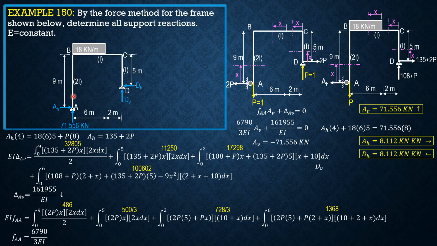And summation moment about A, let's have the moment equation: DV times 8 plus DH, which is 8.112 times 4, then equals 18 times 6 times 3. So D vertical is 36.444 kilonewtons upward. So if we check 71.556 plus 36.444 minus 18 times 6, it should be 0. So that's it for this problem.